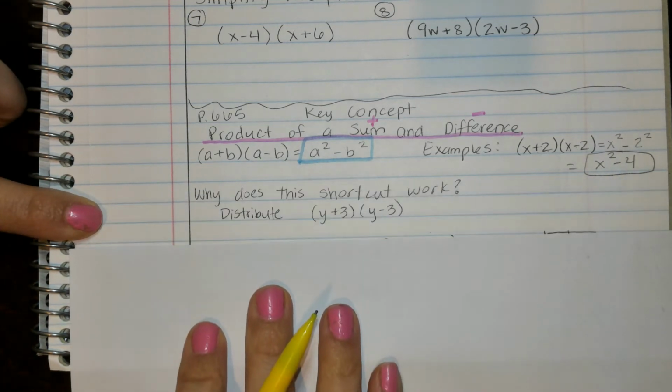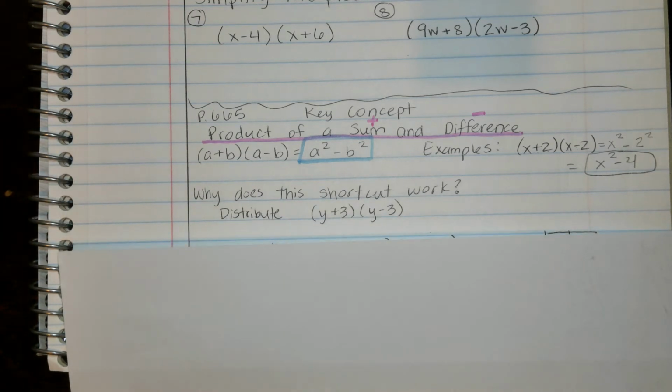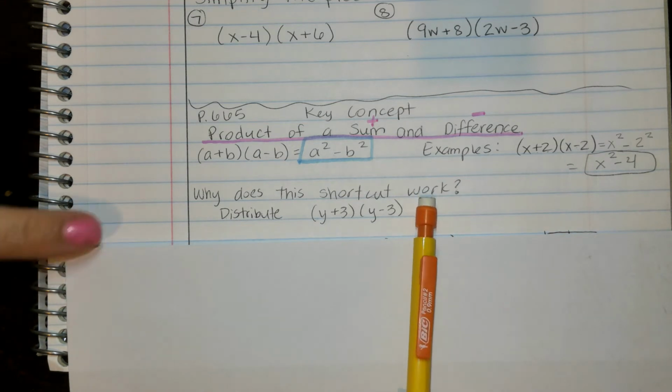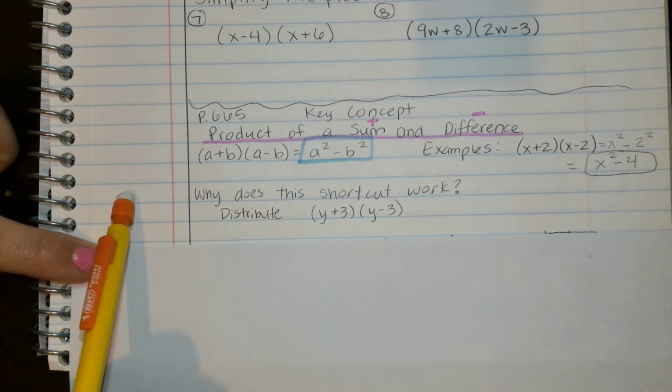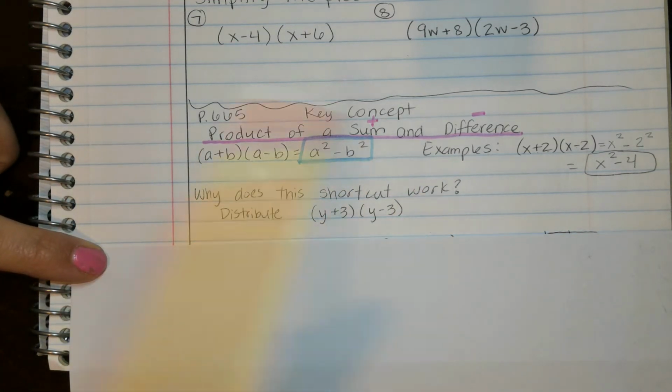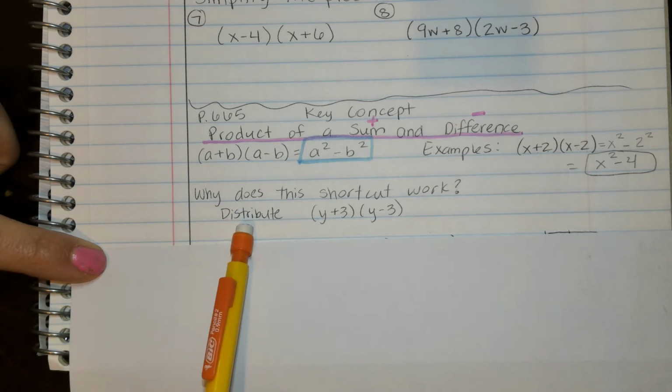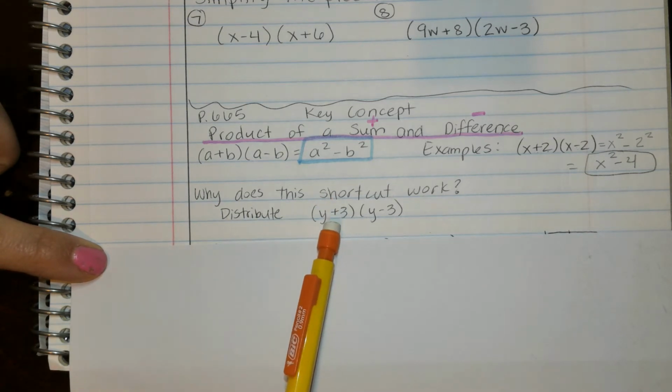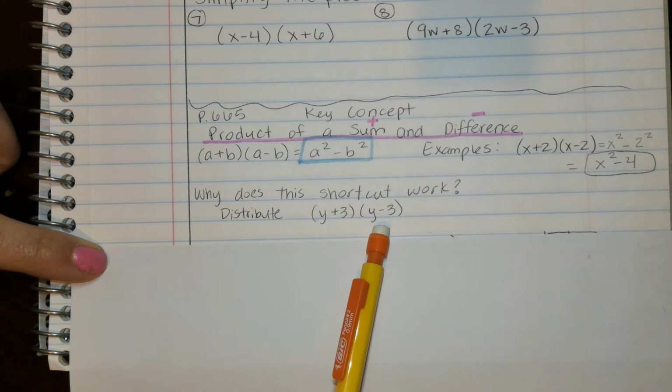But I do want you to understand why it works. So go ahead and copy this next part down. Why does this shortcut work? That could also be a question on the left, but I put it right here in the notes. I want you to check by distributing. Let's distribute (y plus 3) times (y minus 3).